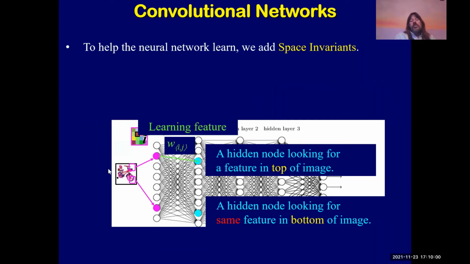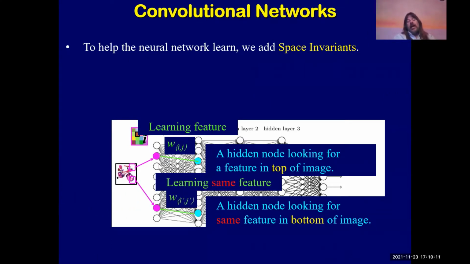So here, as we do the learning, it learns the weights on the edges so that it can find the features at the top here. And since it's learning the same feature, why don't we just force the weights to be the same, right? Because whatever you're learning up here to try to find, is this a cat up here?